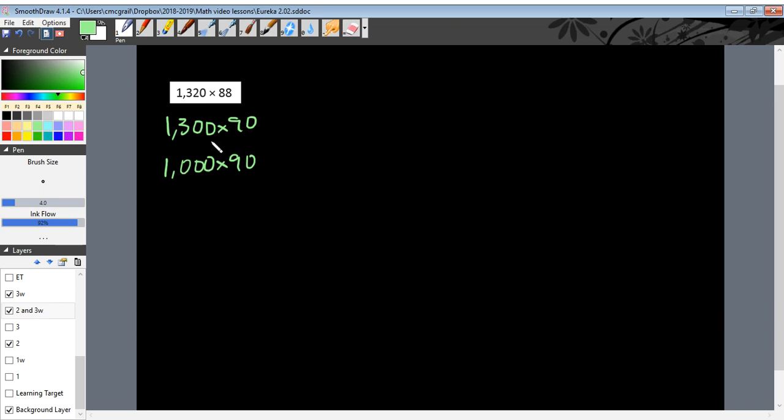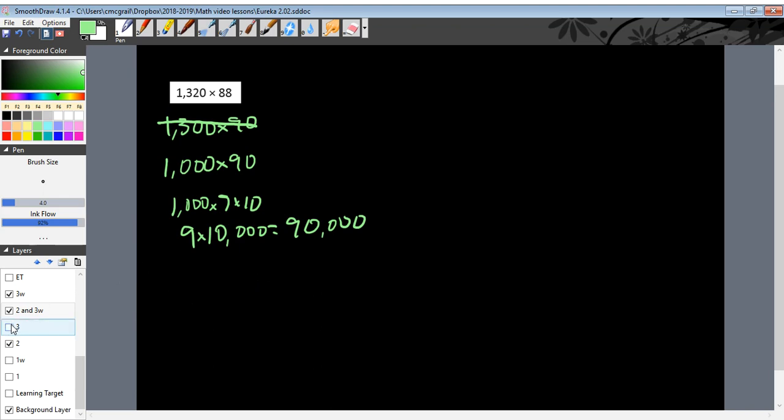Which one do you think would be easier to round and multiply? I think that it's going to be easier to multiply 1,000 times 90 because I would have to find 13 times 9. So I'm not going to do this one. I'm just going to do 1,000 times 90. What's 1,000 times 90? I could rewrite it as 1,000 times 9 times 10. And I know that 10 times 1,000 is 10,000. So it would just be 9 times 10,000, which is 90,000.